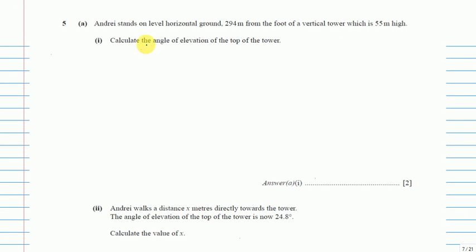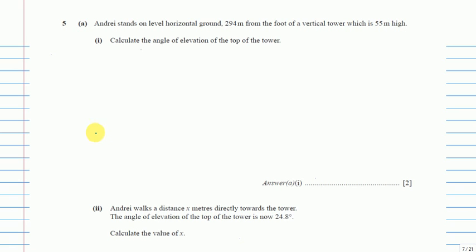Now let's have a look at question number 5. Henry stands on level horizontal ground 294 meters from the foot of a vertical tower which is 55 meters high. Part 1. Calculate the angle of elevation of the top of the tower.